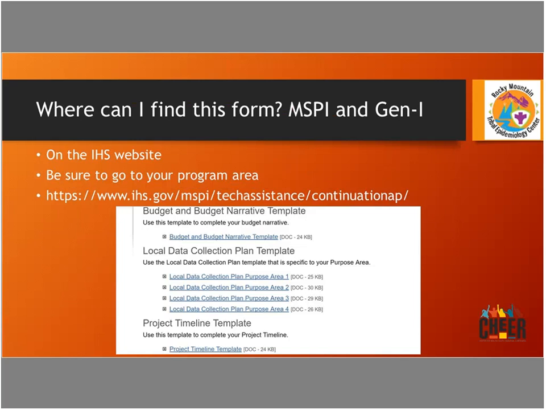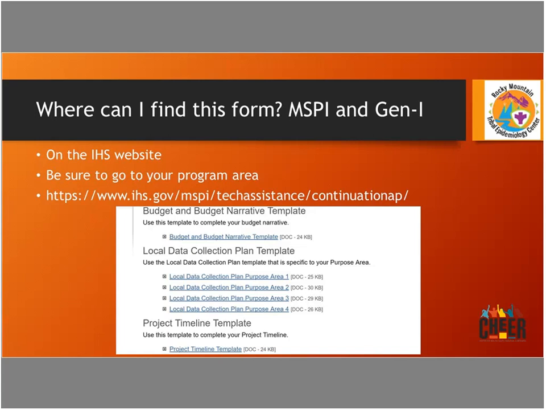So I have just done a screenshot of the page which is on the IHS website for continuing application. And if you look there where it says Local Data Collection Plan Template, you see each area has a link, and if you click that link, you will get your form. Another way is you can email me, and I have a copy of all the forms, and I can send you a blank form.